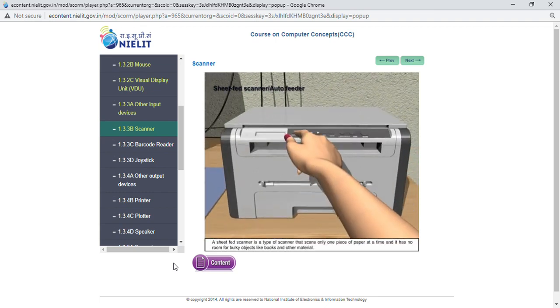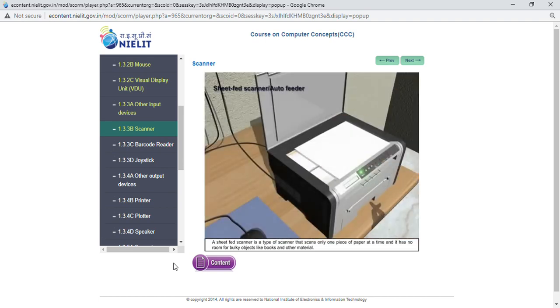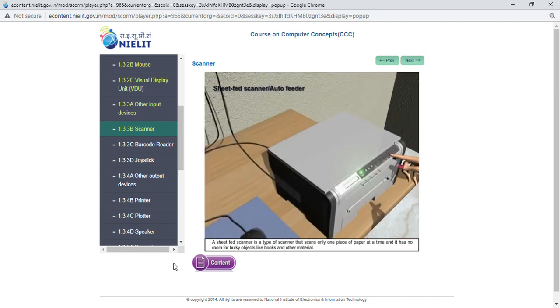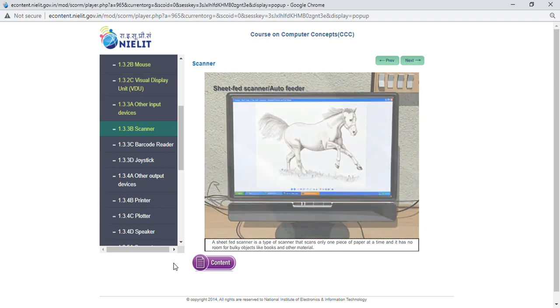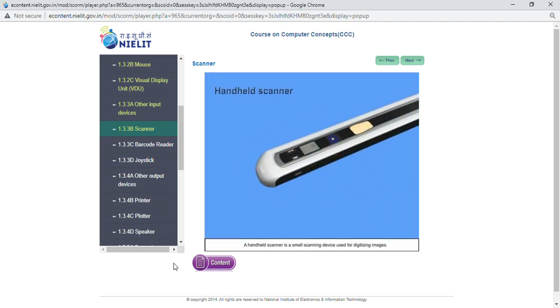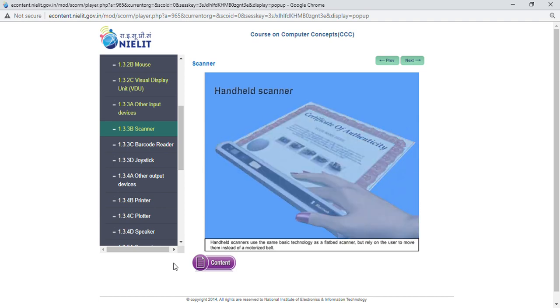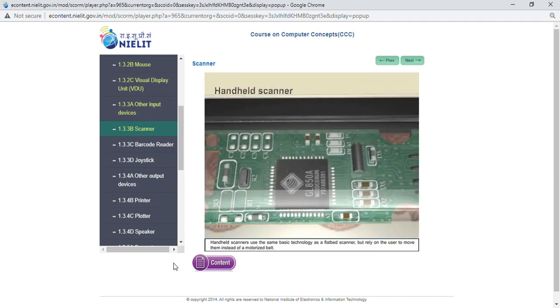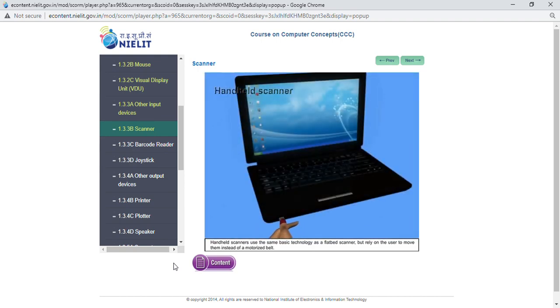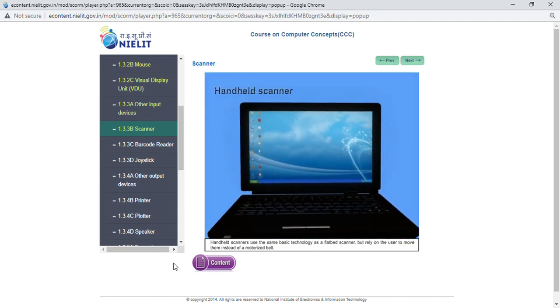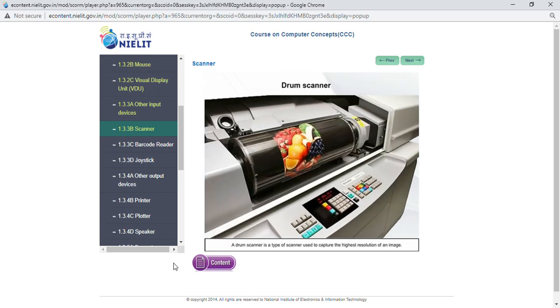Sheet-fed scanner or autofeeder. A sheet-fed scanner is a type of scanner that scans only one piece of paper at a time and it has no room for bulky objects like books and other materials. Handheld scanner. A handheld scanner is a small scanning device used for digitizing images. Handheld scanners use the same basic technology as a flatbed scanner but rely on the user to move them instead of a motorized belt. Drum scanner. A drum scanner is a type of scanner used to capture the highest resolution of an image.